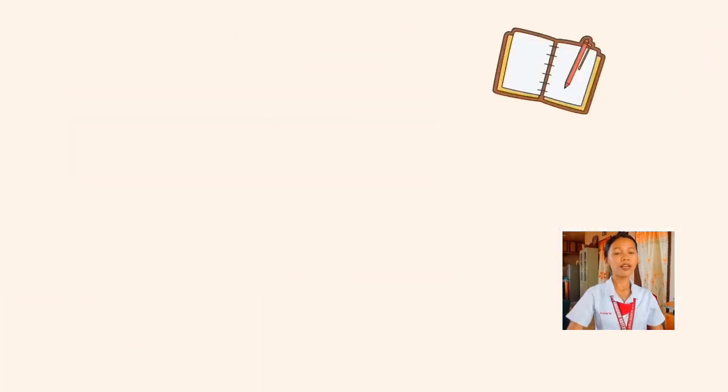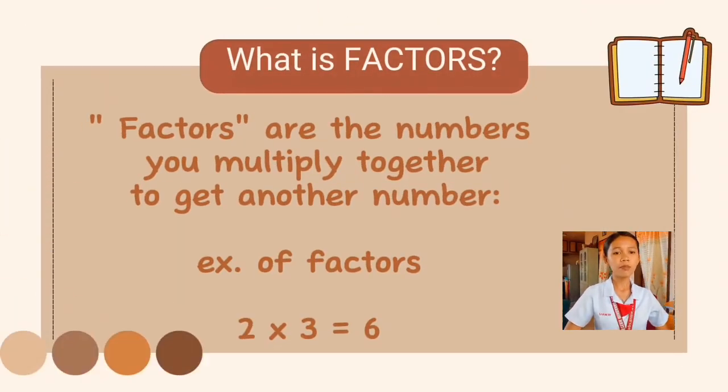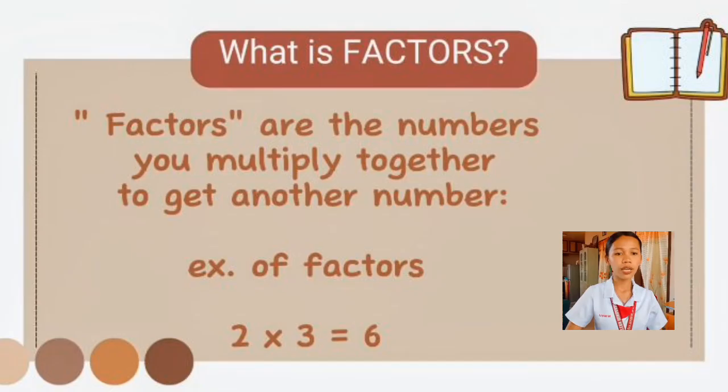What are factors? Factors are the numbers you multiply together to get another number. So we have an example of factors here. 2 times 3 is equal to 6. So the factors of 6 are the numbers 2 and 3.